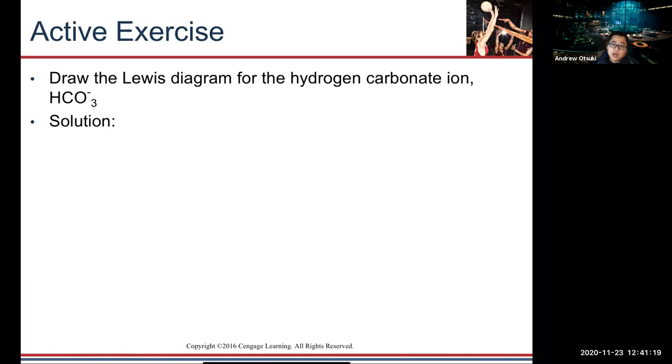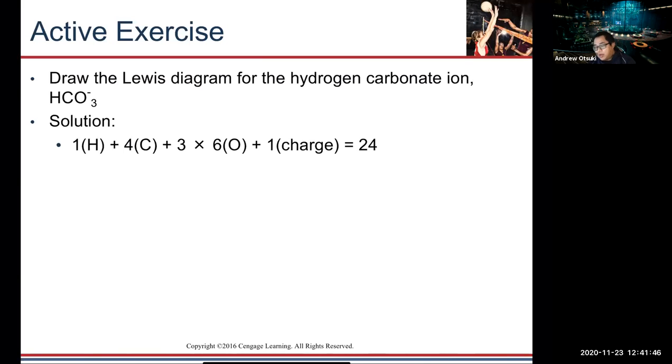Okay, so the hydrogen carbonate ion is a little bit more complicated. So you should calculate the valence electrons. Remember, a negative charge means you're going to add an electron to the total count. And if you have a positive charge, you're going to subtract whatever the value of the charge is, because it's a positive charge and you're lacking electrons.